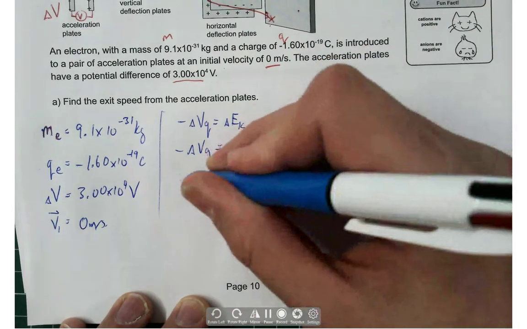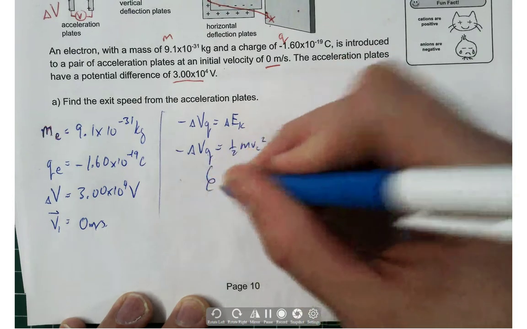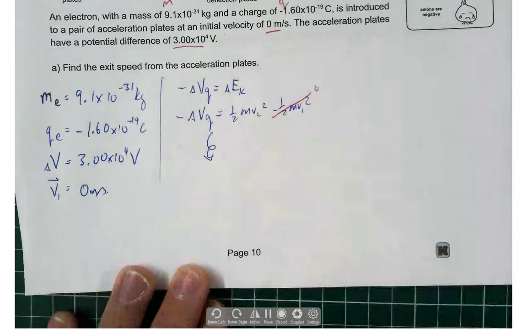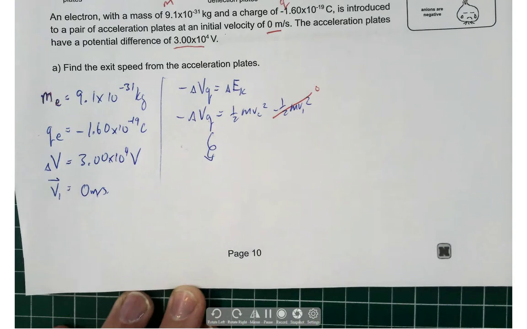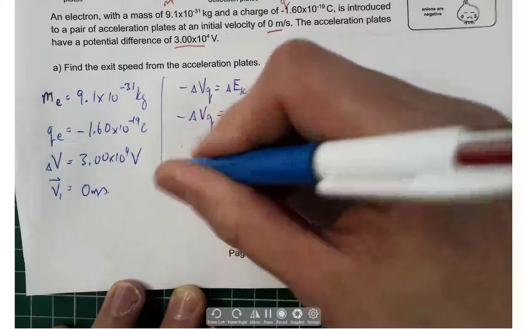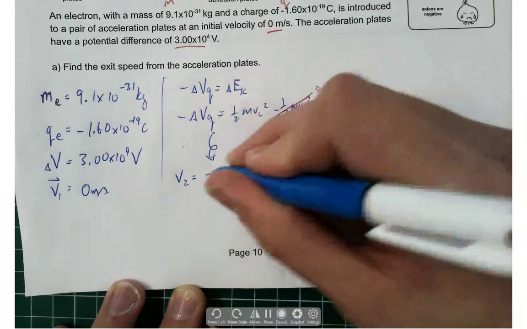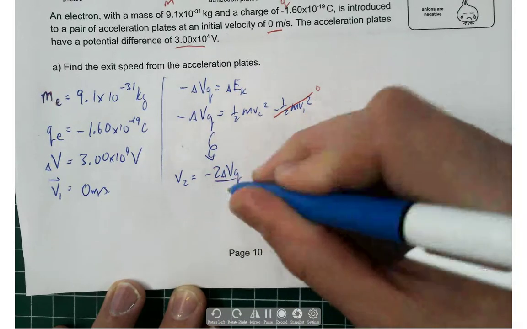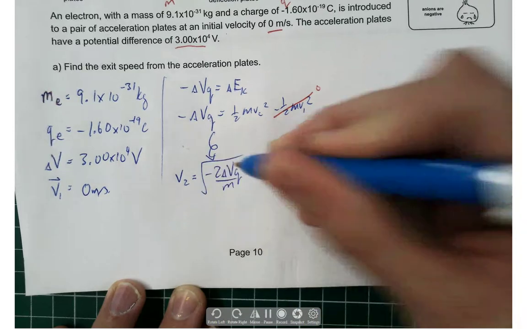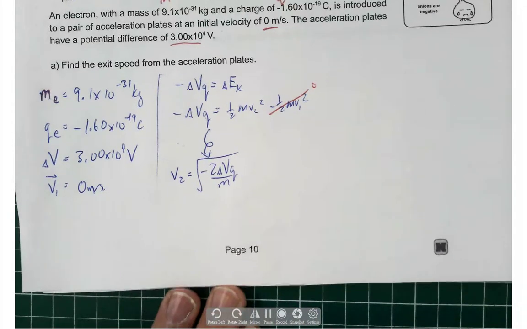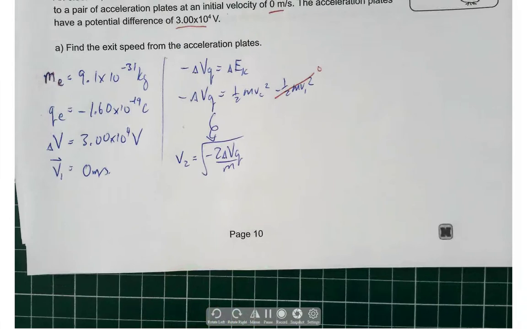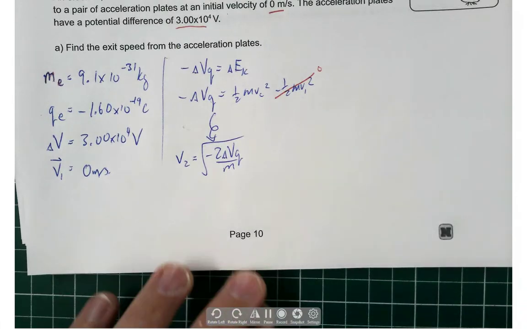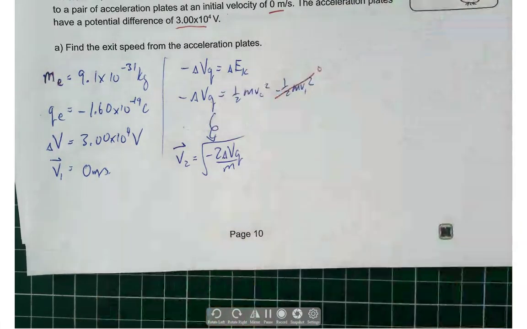So we've got to get that V2 all by itself. And you know what? I'm just going to do all of it in my head because we've got to do like 3 algebraic operations all at once. I don't want to waste time. So V2 is going to be equal to negative 2 times delta V Q over M, all square rooted. That's rearranging to get V2, the speed, final speed, the exit speed.